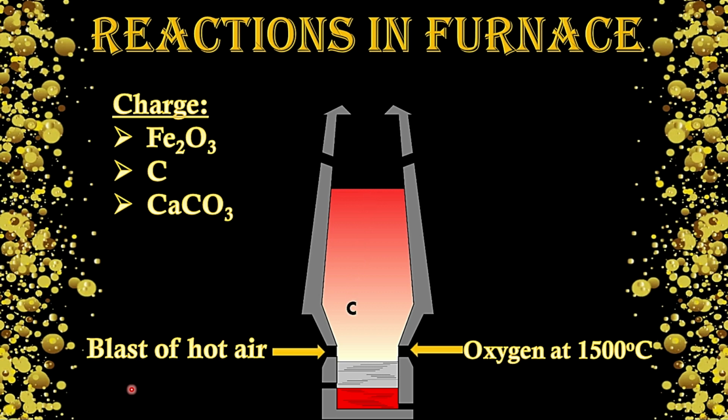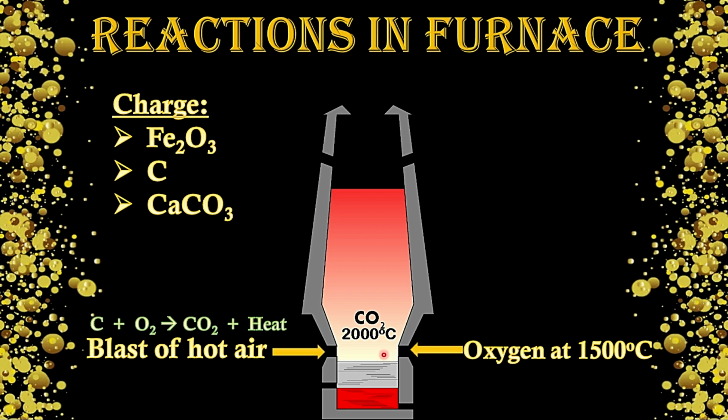First of all, carbon and oxygen from the bottom will react together and convert into carbon dioxide. Now you can see this reaction, carbon and oxygen are reacting and forming carbon dioxide and producing large amount of heat. So this reaction is an exothermic reaction. So the temperature of this area of the furnace will become very high, up to 2000 degrees centigrade.